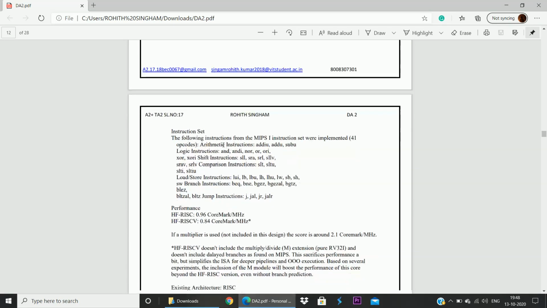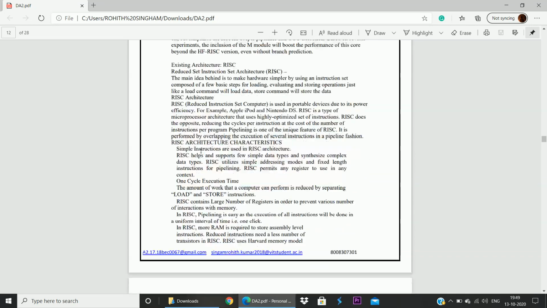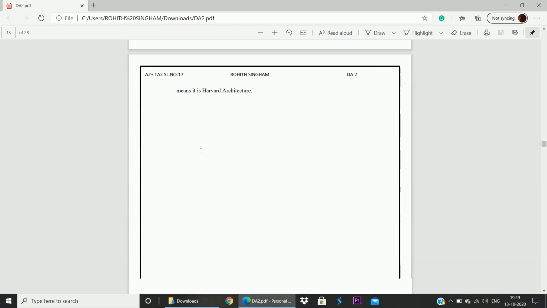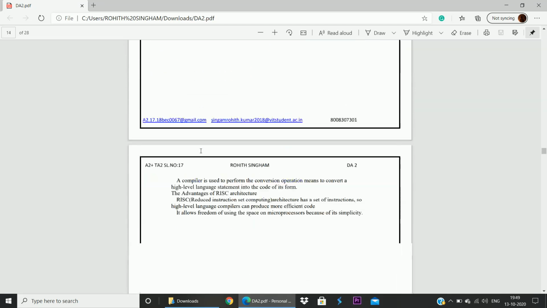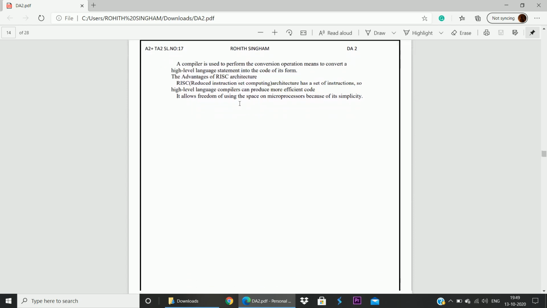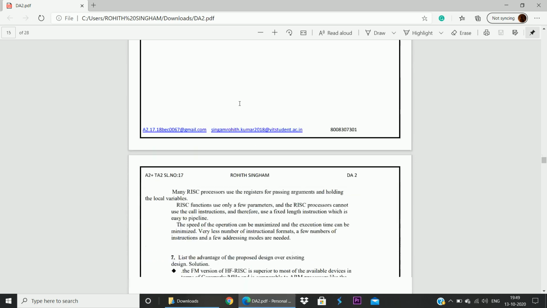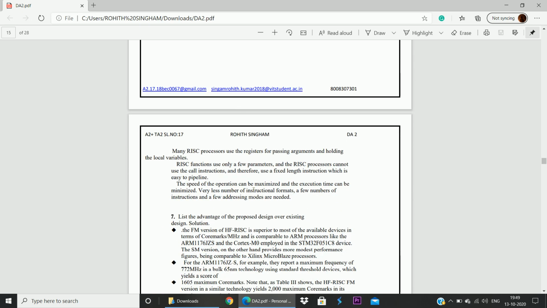The question still continues. This is about the instruction set and also the differences and the performance between both. This is all about the sixth question. The compiler is used to perform the conversion operation, meaning to convert a high level language statement into a code of its form, and the advantages and disadvantages. The sixth question continues up to here, and this is the end of the sixth question.